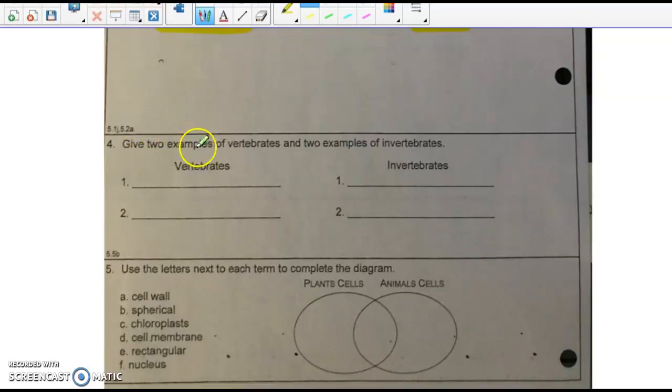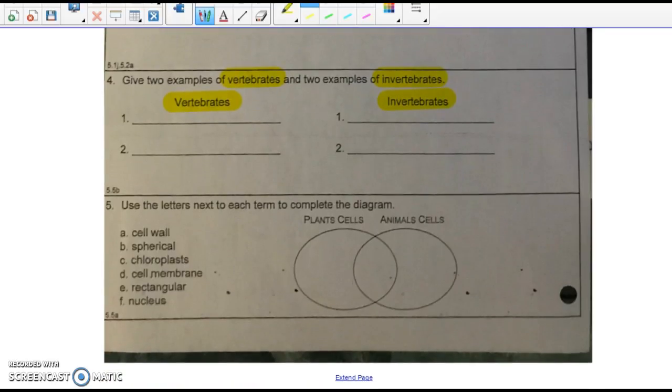Number 4, give 2 examples of vertebrates and 2 examples of invertebrates. So just think of 2 animals that are vertebrates. You should know what that means. 2 that are invertebrates. You should know what that means. Again, pause it if you need to.